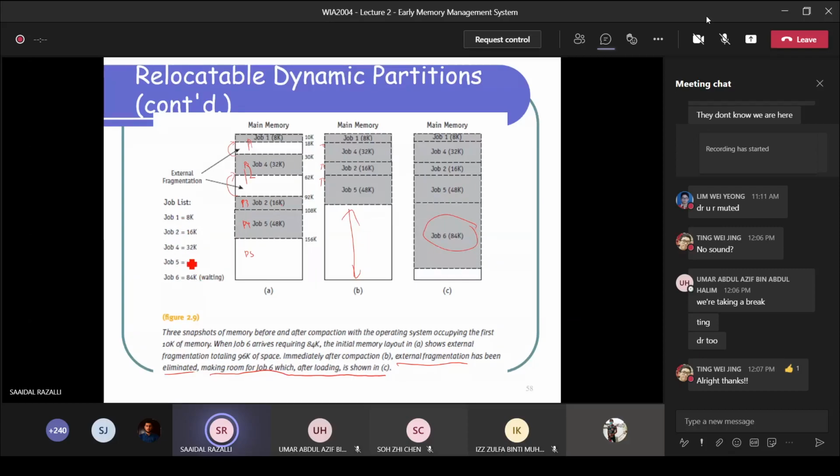You have jobs 1, 2, 3, 4, until they're missing job 3. But just imagine this: 1, 2, 4, 5, 6. Job 6 is 84K. So they remove all the external fragmentation and combine it into one big partition, so that job 6, 84K, can be loaded into the main memory.